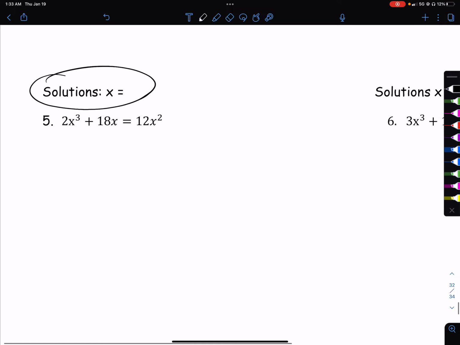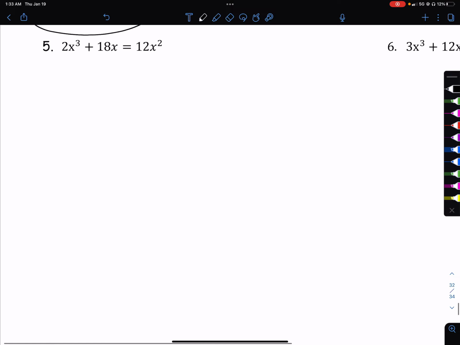All right, last one we are going to do together is number 5. So on this one here, again, set it equal to 0. So move the 12x squared to this side. So then I will have 2x cubed minus 12x squared plus 18x all equals 0.